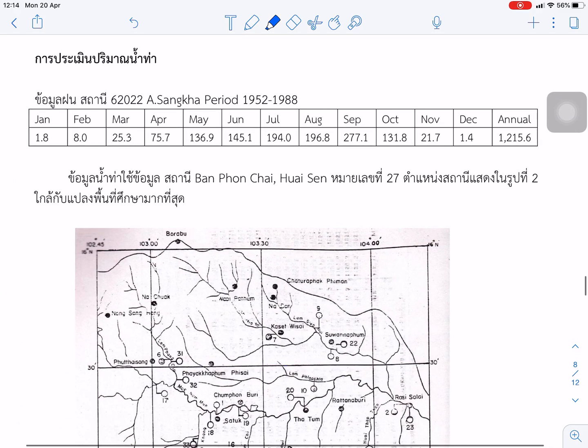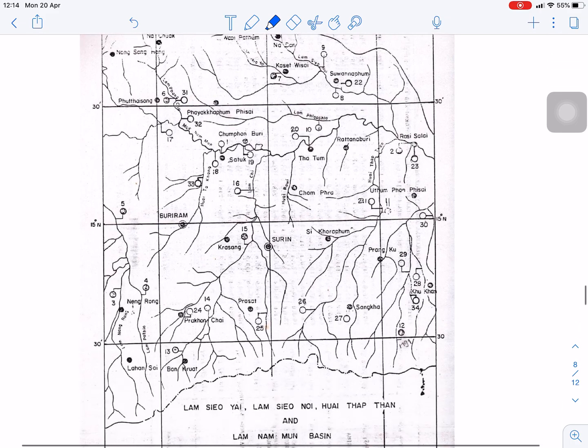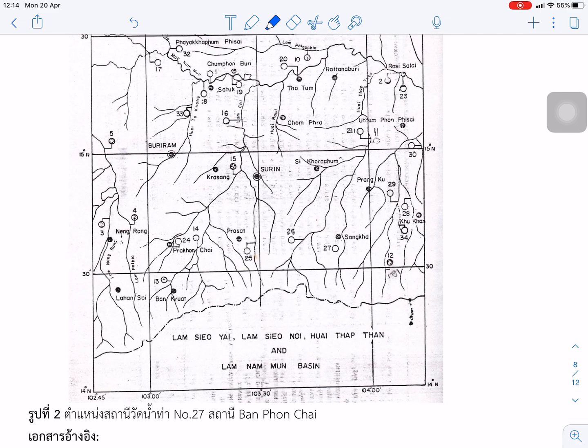Next step, we have to evaluate the runoff from this area. The first thing we have to find is the rainfall from the rain gauge. The location of the target area is somewhere here. We expect that the nearest station is Sangka station, and 27 is the location of the stream flow. So we have to use rainfall from Sangka and stream flow data from number 27.